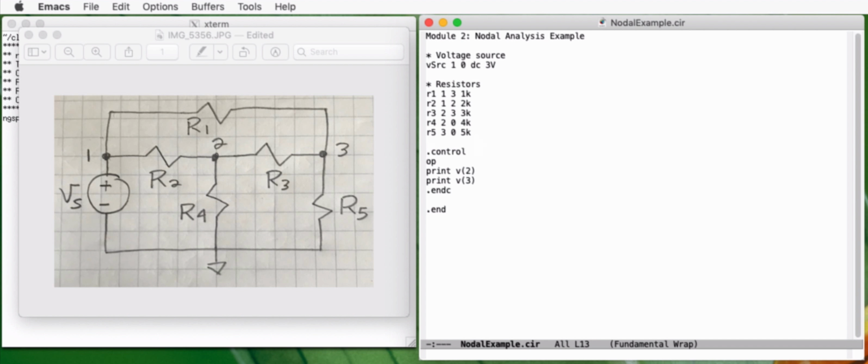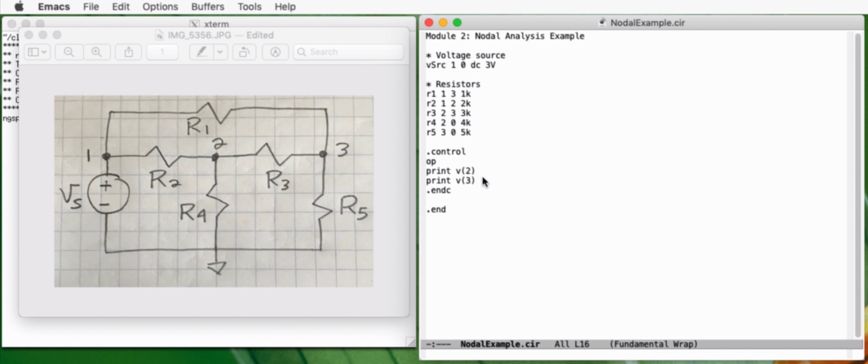And then the control section specifies what kind of analysis we actually want done. So here again, we're going to do an operating point analysis. We just want to figure out what the steady state voltage levels are in our circuit. And then we're going to print the voltage at node 2 and the voltage at node 3. And if we just give a single node number, this always gives us the voltage relative to ground.